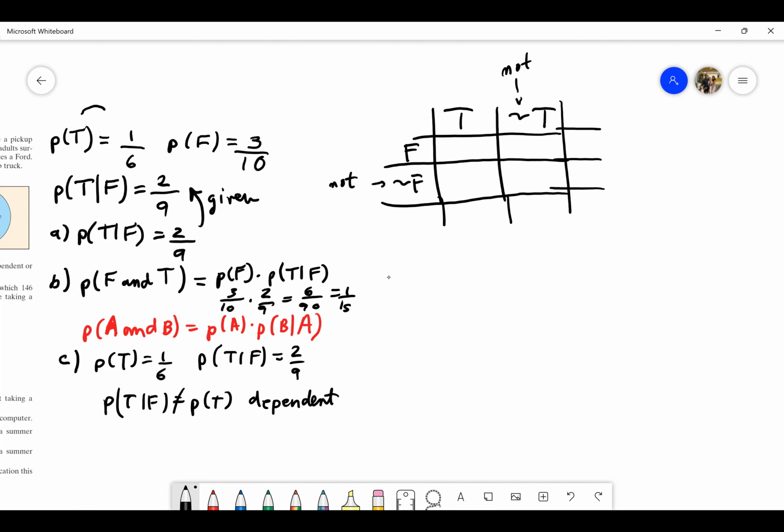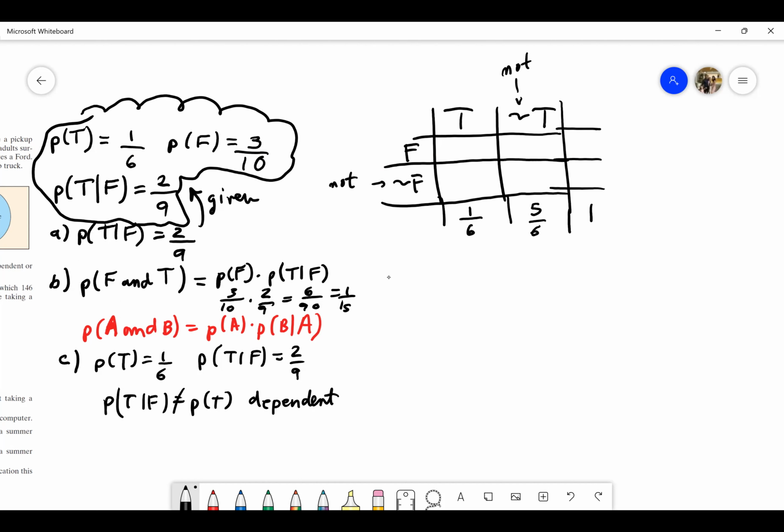You can look at the area over here. So 1/6. What's the probability of not truck then? Not truck will be 5/6 because when we add the two probabilities, it has to equal 1. The sum of all the probabilities has to equal 1. If 1/6 of the people said trucks, then 5/6 said no truck. And if 3/10 of the people said Ford, could you tell me how many tenths said not Ford? 7/10. So far, so good.